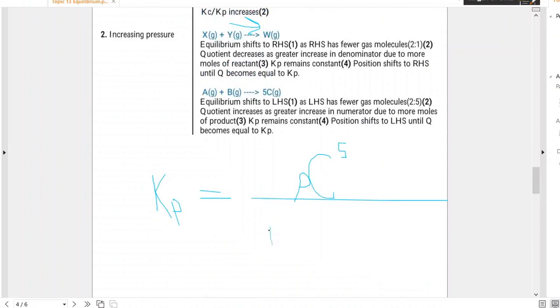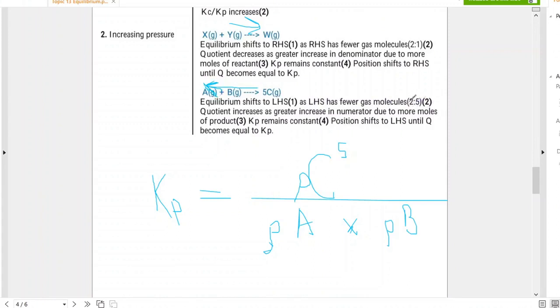Pc to the power 5 over Pa into Pb. So increasing the pressure in this case, in this equilibrium over here, equilibrium shifts to the left hand side. Yes, increasing pressure, equilibrium shifts to the side with fewer moles of gas. Fewer moles this side, left hand side, as the LHS has fewer molecules of gas, 2:5 ratio.